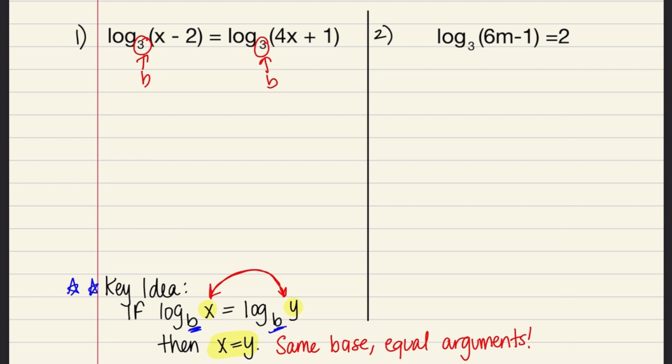Because 3 equals 3, and I have the same base on both sides, according to this property of equality, whatever's inside, x minus 2 and 4x plus 1, must be equivalent as well. Whatever's inside my log, or inside the parentheses here, must be equal as well. Again, because the base on both sides is 3, the inside of the parentheses must be the same. Same base, equal arguments.